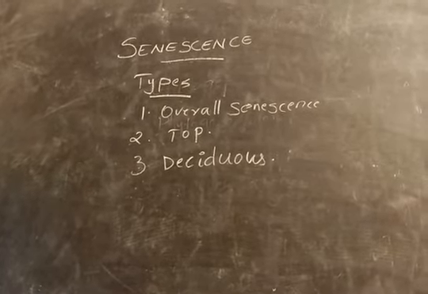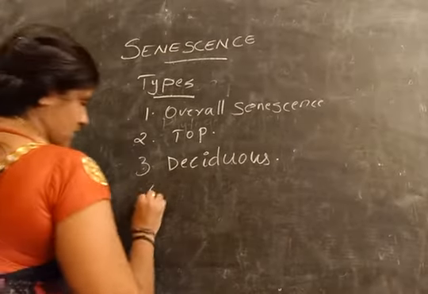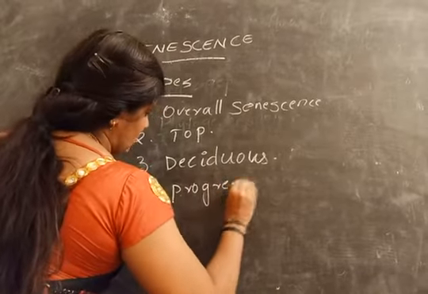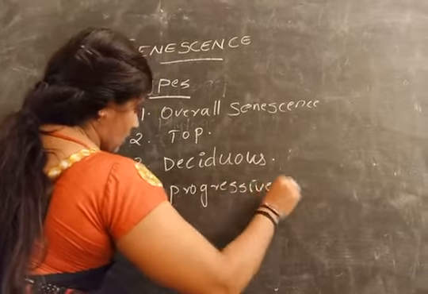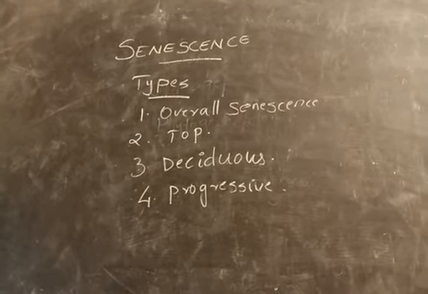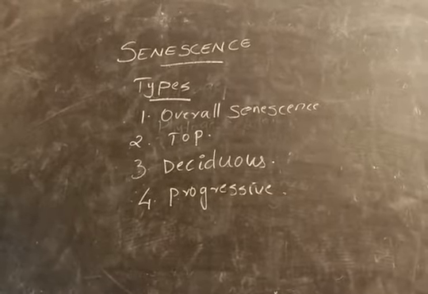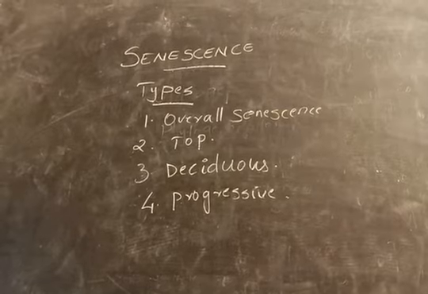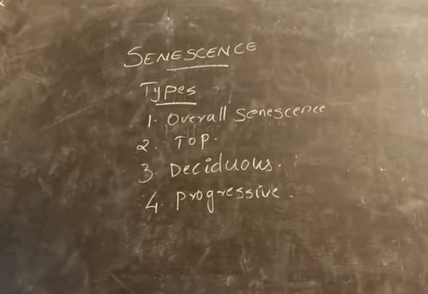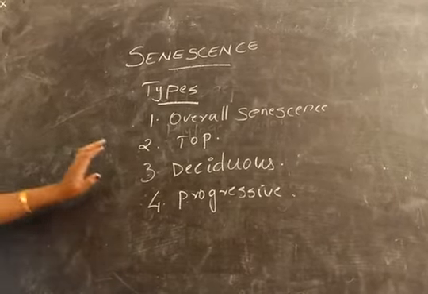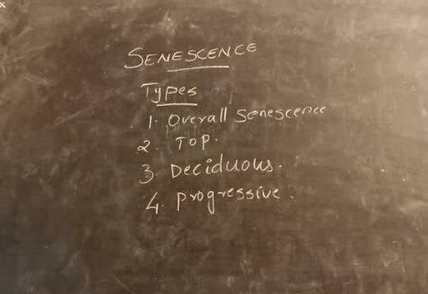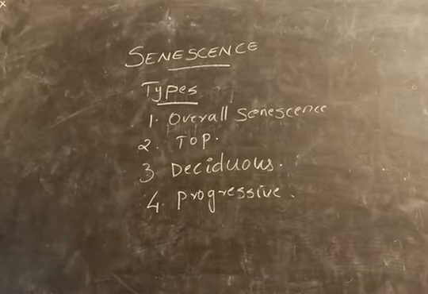Then the last one is progressive senescence. Progressive senescence means it is a gradual senescence in which first it occurs in old leaves, followed by new leaves, then stem and finally the root system. So it is common in annuals. Progressive senescence means senescence occurs progressively. So these are the different types of senescence.